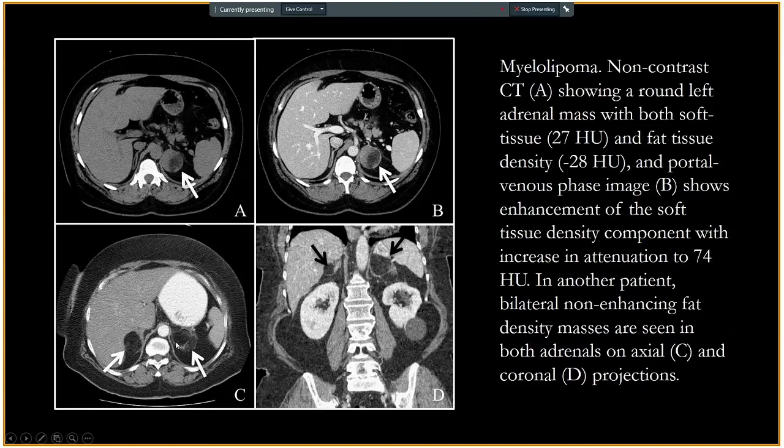So this is macroscopic fat in a left adrenal myelolipoma. Now the images below at the bottom show bilateral adrenal myelolipomas, and you can see the more impressive fat attenuation inside this left adrenal tumor, which looks exactly the same as intra-abdominal fat. And we see the same thing here on the coronal image on both sides, so bilateral myelolipomas.